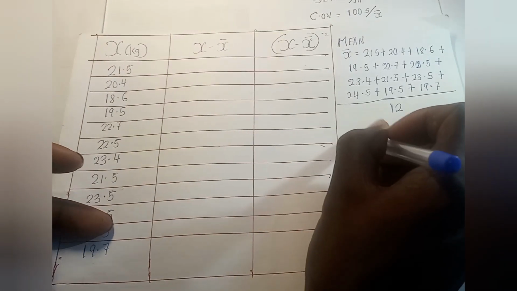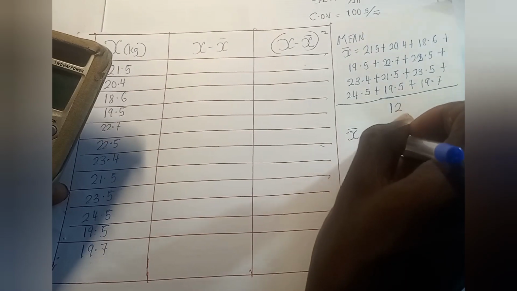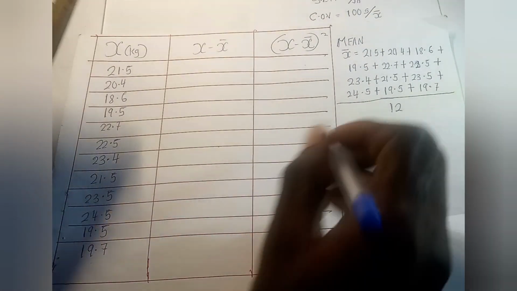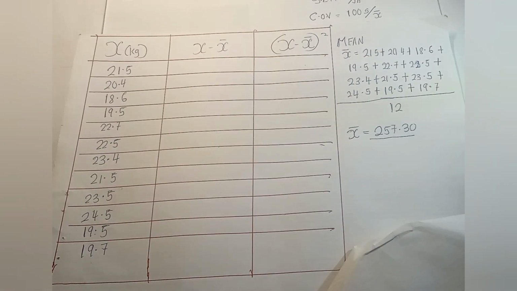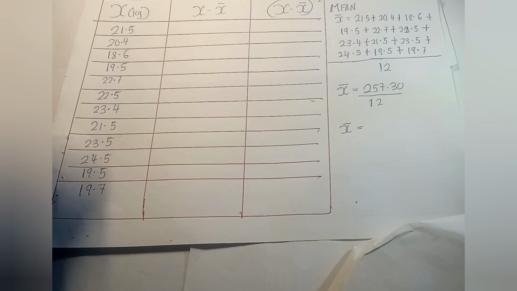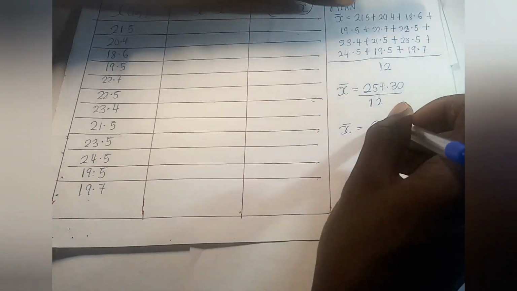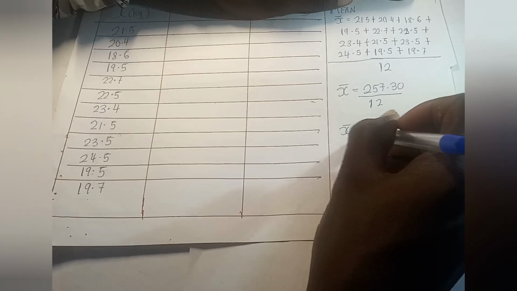So I can easily get 21.5, 20.4 plus 18.6, and so on. I have 257.30 all over 12. So my mean will be equal to 257.30 divided by 12, which is 21.44. So that's my mean.